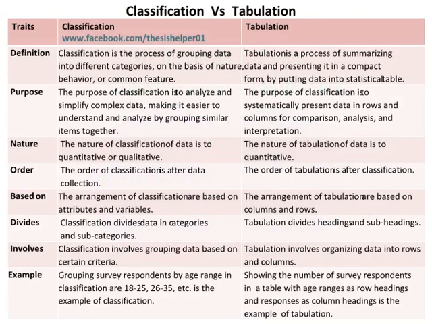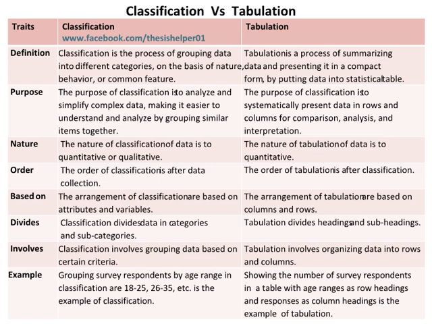Classification versus tabulation. Classification is the process of grouping data into different categories on the basis of nature, behavior, or common feature. Whereas tabulation is a process of summarizing data and presenting it in a compact form by putting data into a statistical table. The purpose of classification is to analyze and simplify complex data, making it easier to understand and analyze by grouping similar items together.